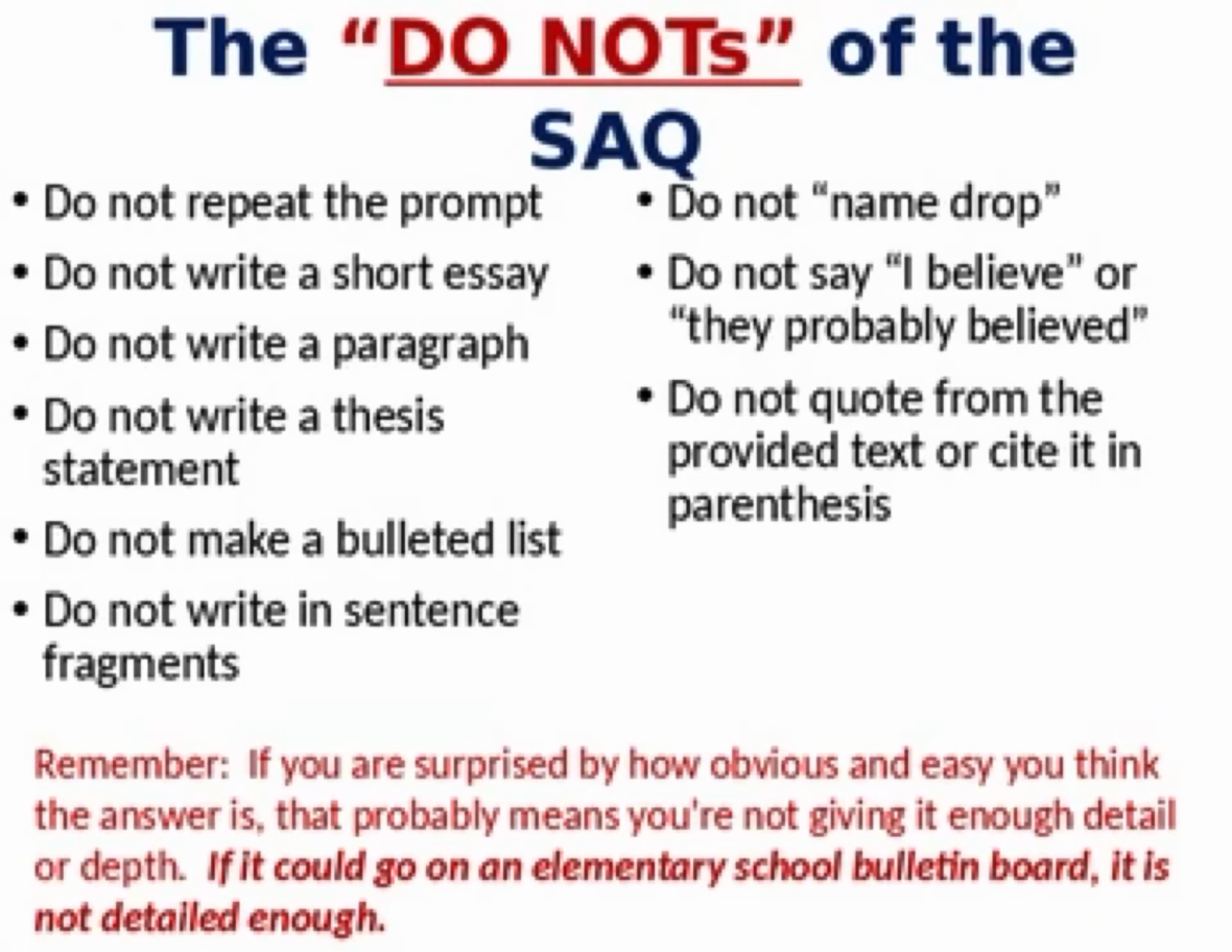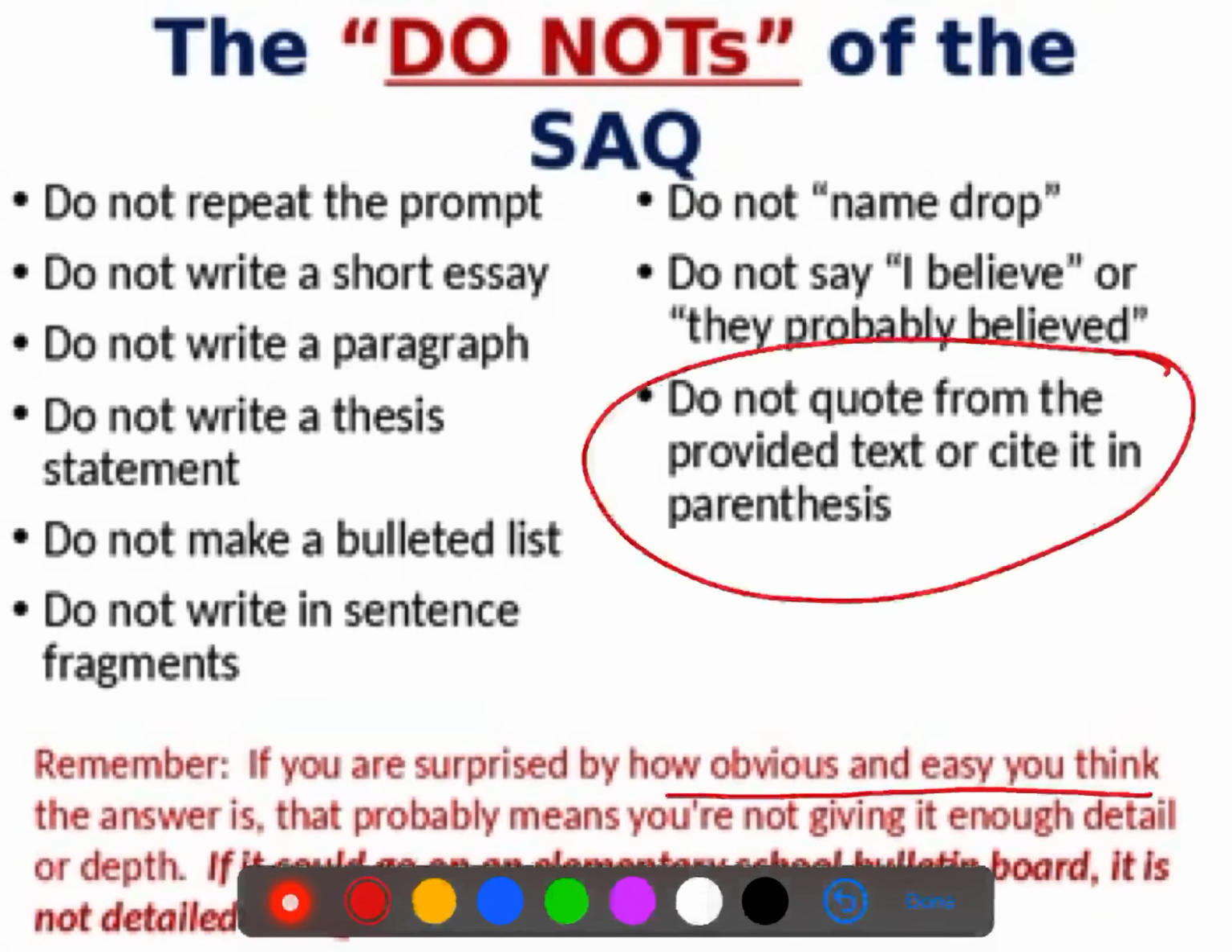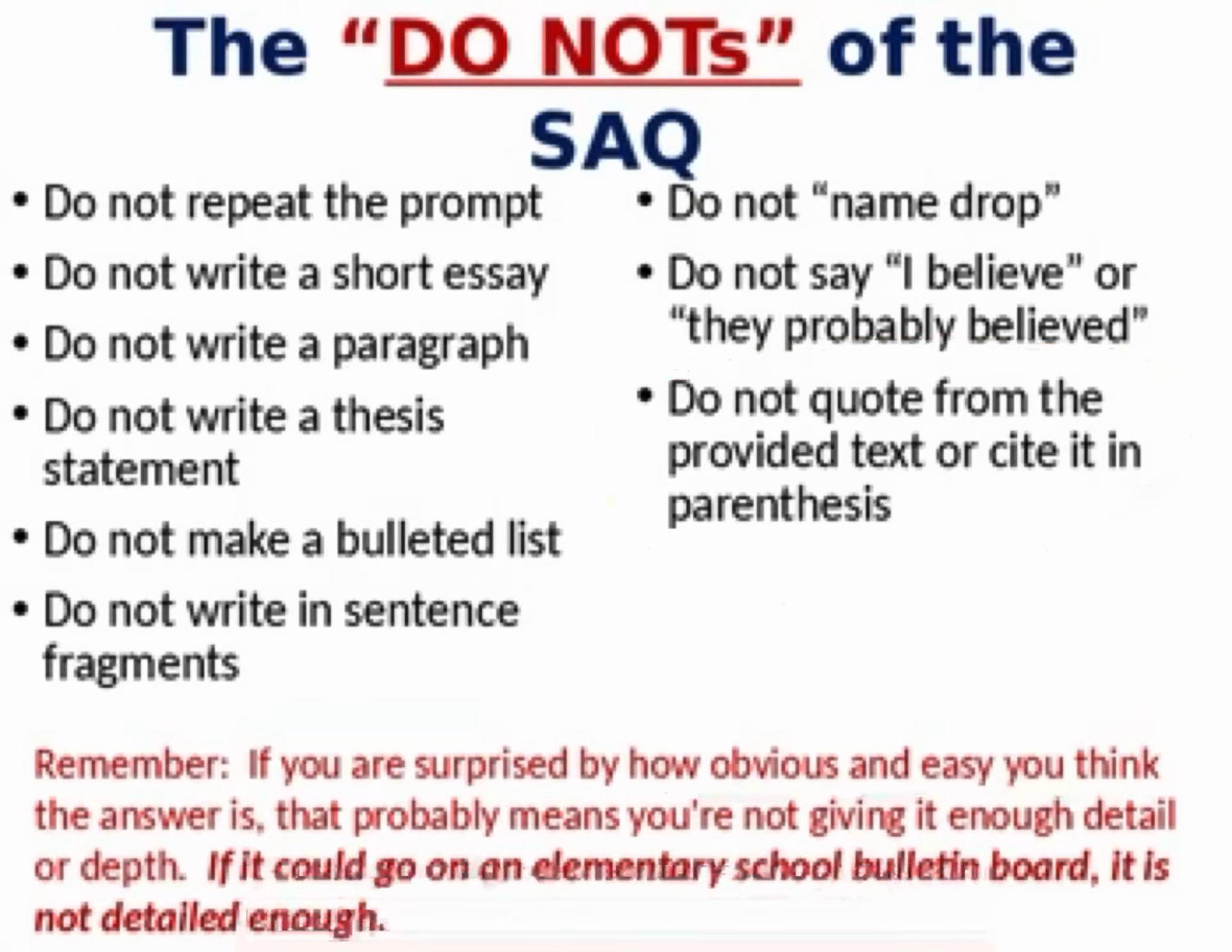The last thing is, if you're surprised how obvious and easy you think the answer is, you probably didn't give enough detail. The only time that this is not true is when it's an identify question. If it's an identify-only question, yeah, sure, it was easy. But if it's asking you to explain and you didn't add a because, and you think that was really simple, there's probably something wrong, so go back and reread it.